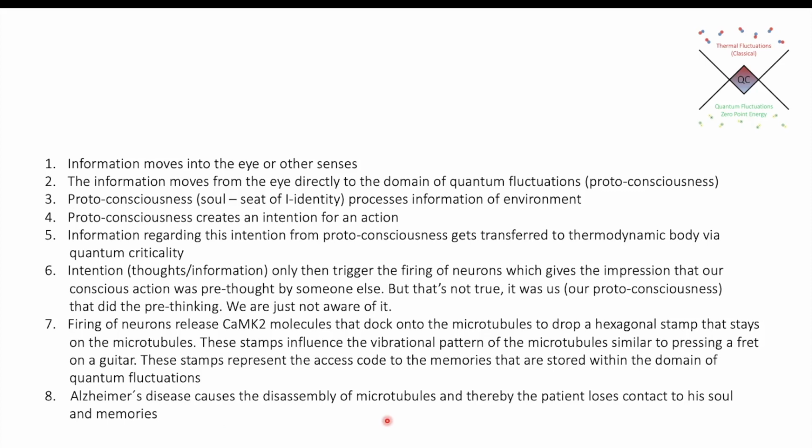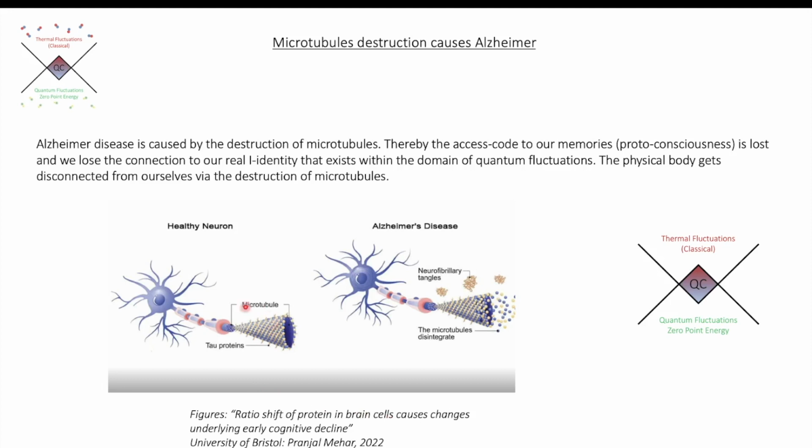So let's look at that at the next foil. What happens when a patient gets Alzheimer's? Alzheimer's disease is a disease that destroys the microtubules. And when the microtubules are destroyed, well, then the CAMK2 stamps are gone as well.